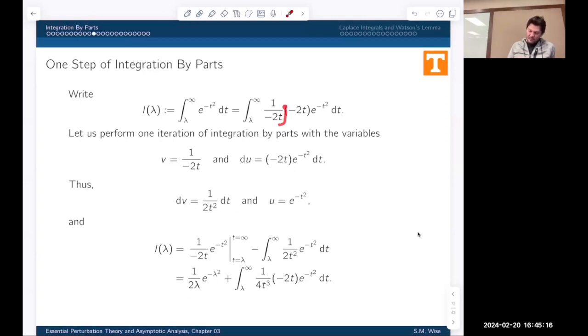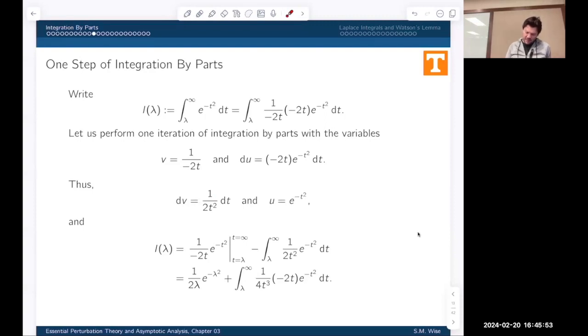This part I'm going to treat as my v, and I'm going to differentiate that, and that's going to make the integrand worse every time. So if I differentiate v, dv dt is equal to 1 over 2t squared. So dv is 1 over 2t squared dt, treating the derivative as if it's a fraction of differentials. Okay? So I'll assume that you can do these simple derivatives and antiderivatives.